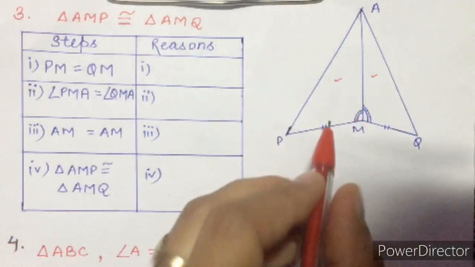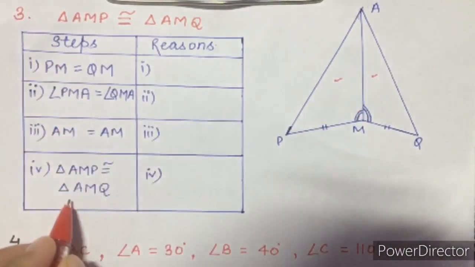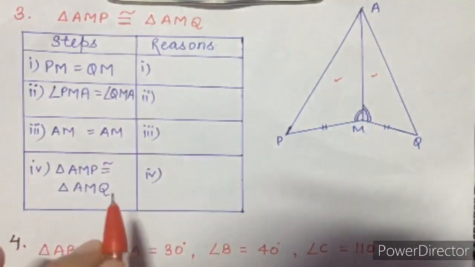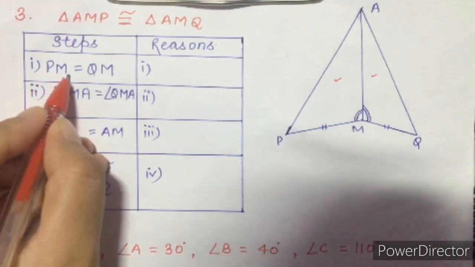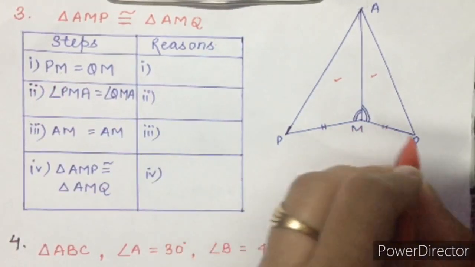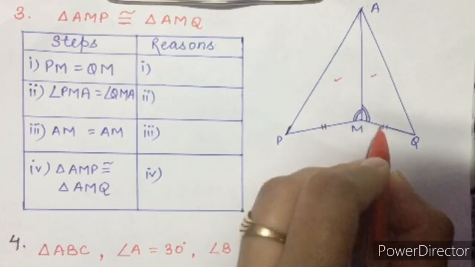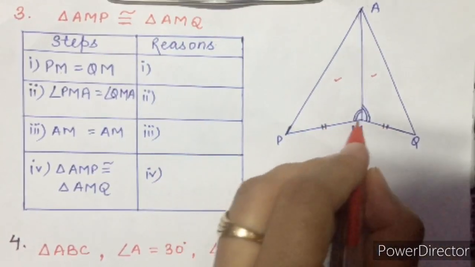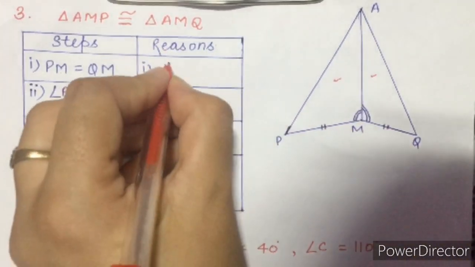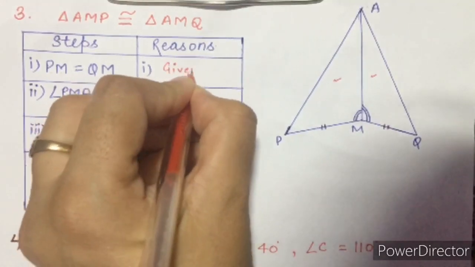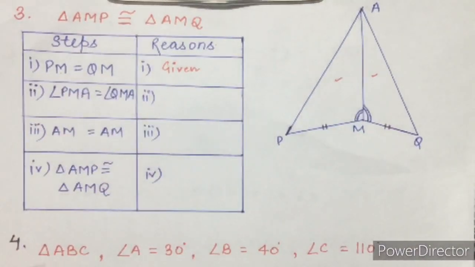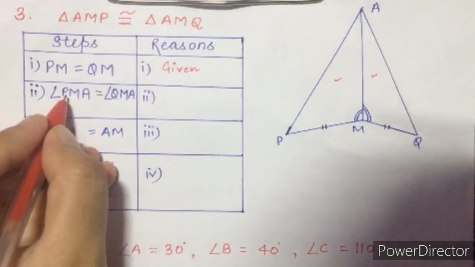Fine. Now they have given some steps. We have to write the reason. They are asking PM is equal to QM. This small line shows that they are equal. Okay, this line is equal to this line. So what reason will we give? It is given in the question. We will write given, because it is already mentioned.